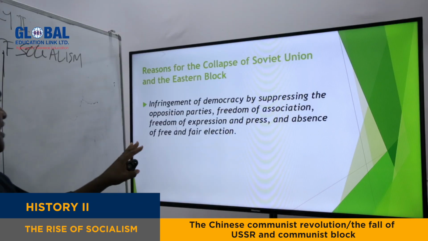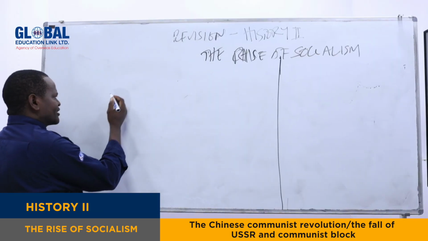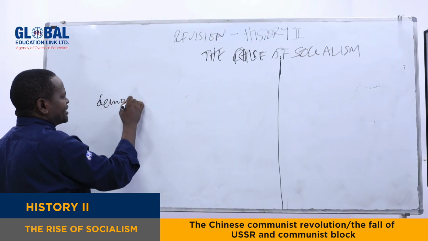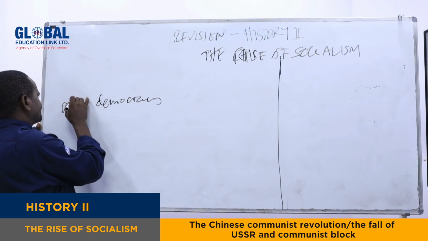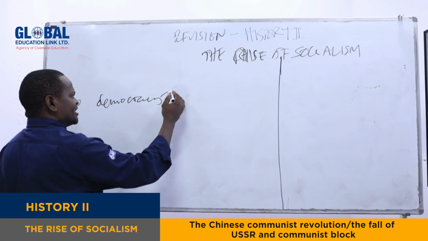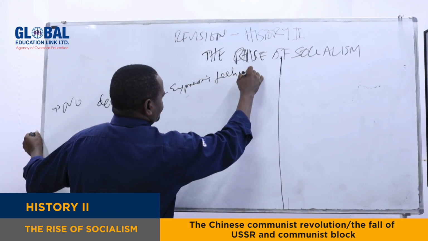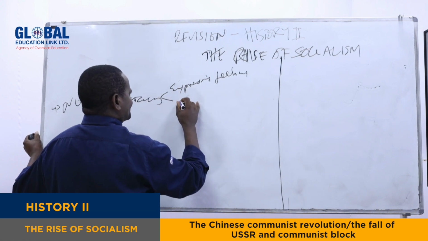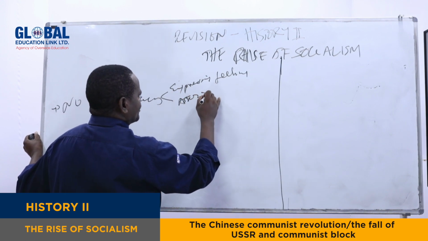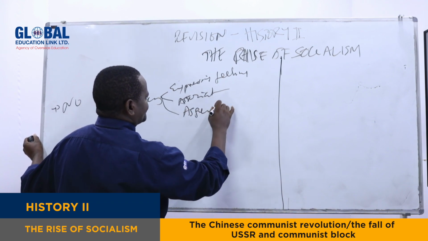Another point is the infringement of democracy by suppressing the opposition parties, freedom of association, freedom of expression, and so on. There was infringement of democracy. There was no democracy in these countries. And because there was no democracy, it means people have no right of expressing their feeling, to express what you feel. There was no freedom of association. There was no freedom of assembly, so to say.